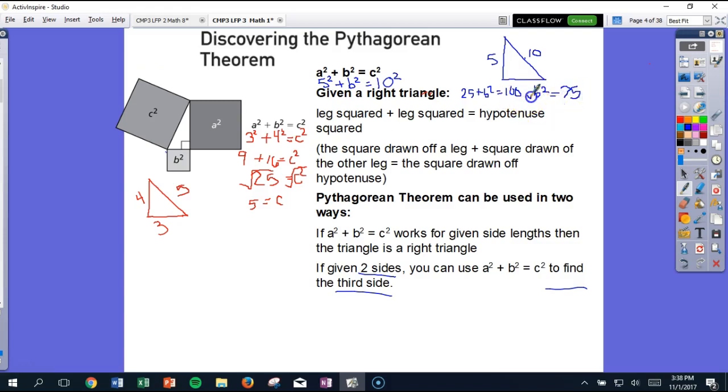So we need to take the square root of b squared to get b, and the square root of 75. So b equals the square root of 75. Now, if it asks for decimals, you would have to estimate that. It's going to be around, or use your calculator, it would be around 8.6 or whatever. But the length of side b is the square root of 75.